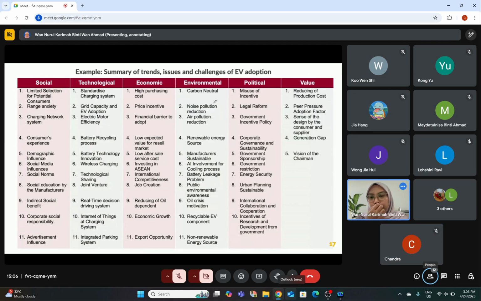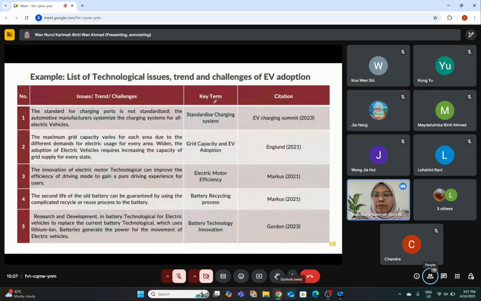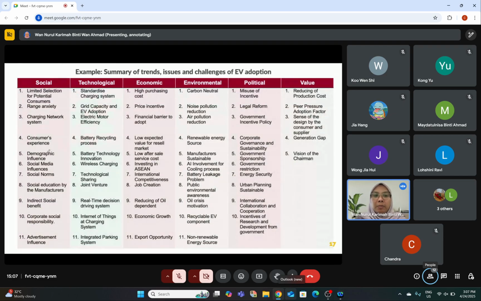So before you can come up with this table, summary of trends. For the key terms, you may have like 50 key terms. For example, only for technology, you have 50 key terms. What you need to do is, because some key terms are interrelated, you can group them together, so that you will not repeat the same terms here in the summary. So the ones that are similar, you can already combine them together. So the ones that you present in a summary of trends, issues and challenges for each of the STEEPV dimensions are the ones that are already finalized.